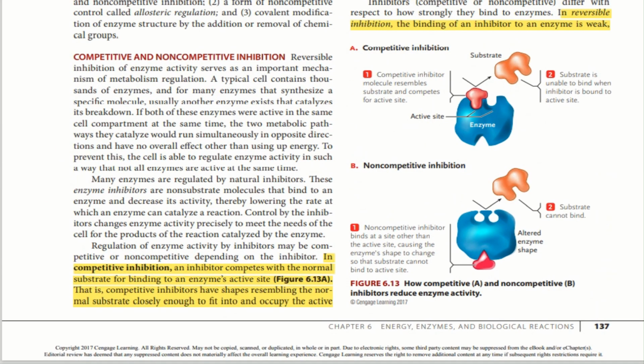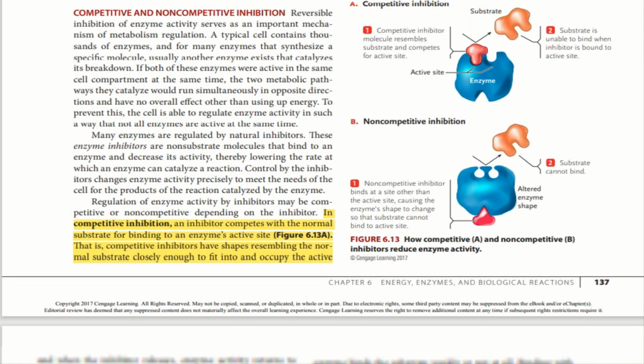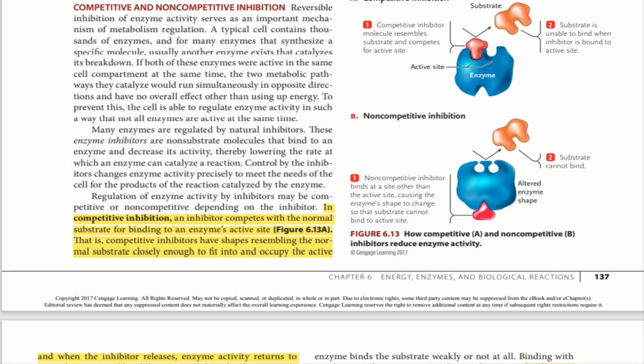Looking at Figure 6.13, how competitive and non-competitive inhibitors reduce enzyme activity. In Figure A, the competitive inhibitor molecule resembles the substrate and competes for the active site. The substrate is unable to bind when the inhibitor is bound to the active site. In non-competitive inhibition, the non-competitive inhibitor binds at a site other than the active site, causing the enzyme's shape to change so that the substrate cannot bind to the active site.